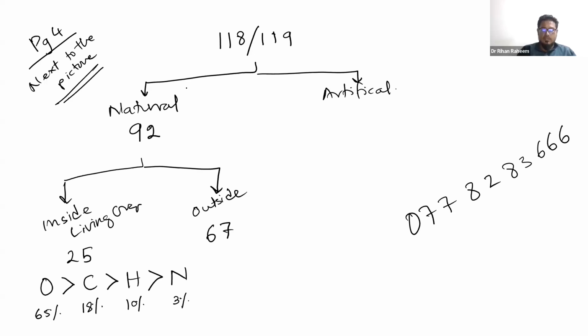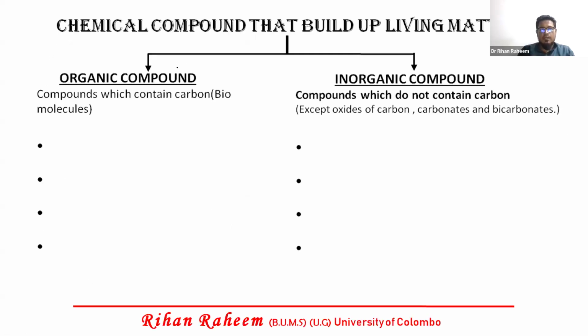OCHN is there, no? Oxygen, carbon, hydrogen, nitrogen. In the real body, they will be present as compounds. We'll see what those compounds are. They are divided into two main categories.